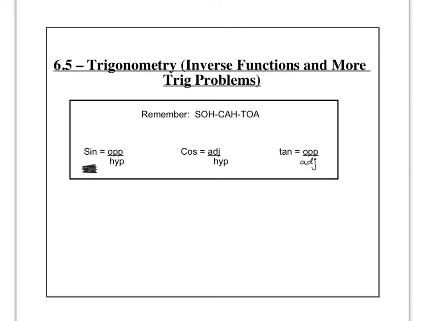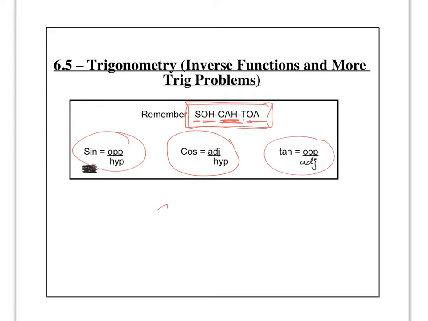But I wanted to remind you before we get started, remember that little thing called SOHCAHTOA. And remember what it stands for. It stands for sine is opposite over hypotenuse, cosine is adjacent over hypotenuse, and tangent is opposite over adjacent. So if you can remember SOHCAHTOA, then you'll have a lot easier time with this trigonometry.